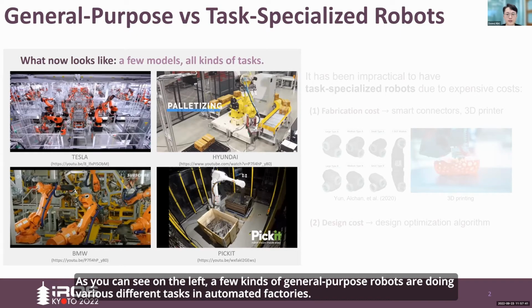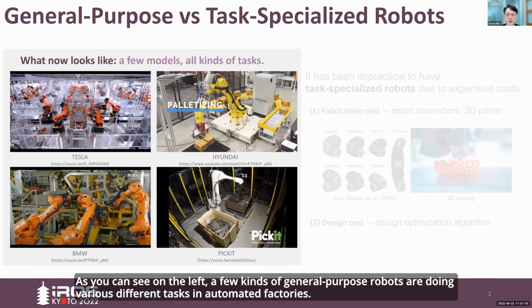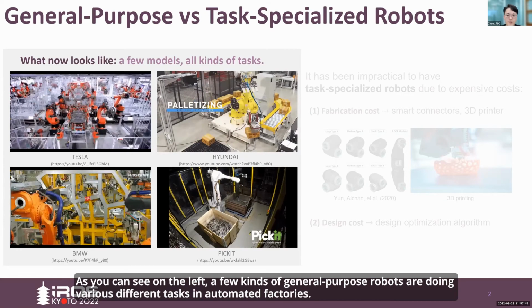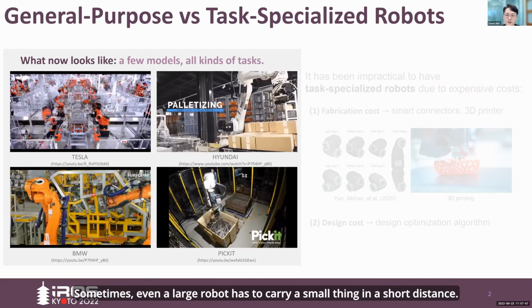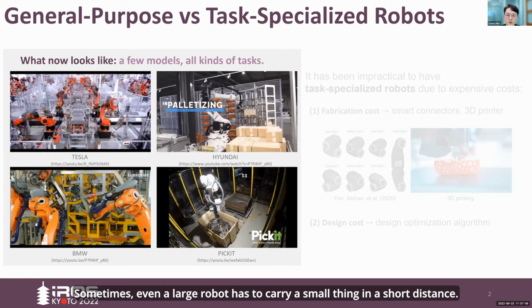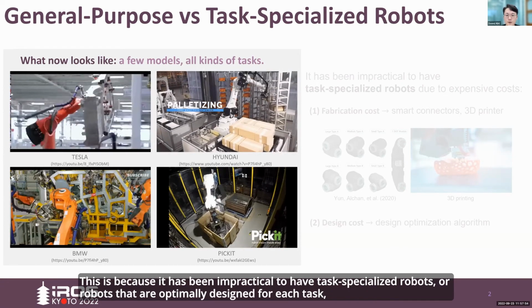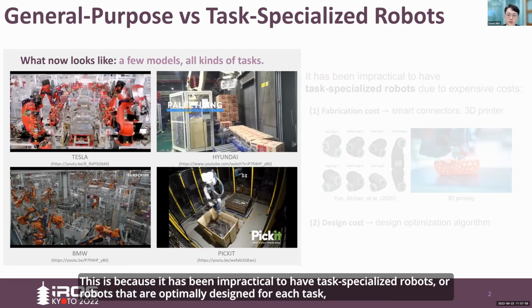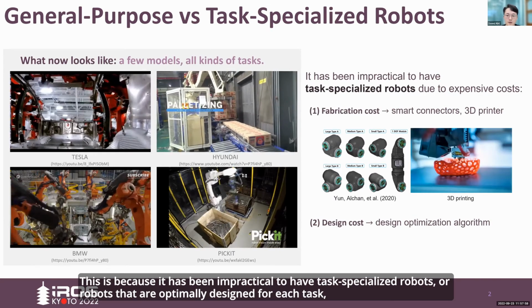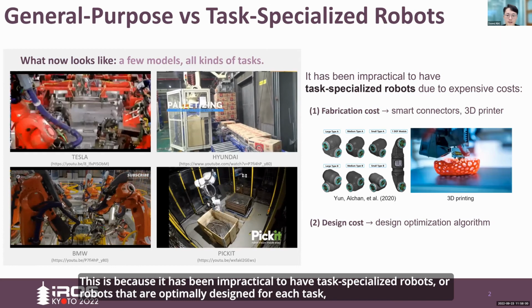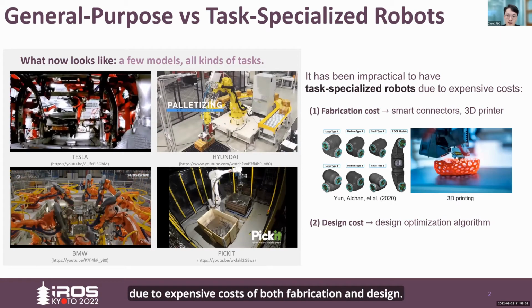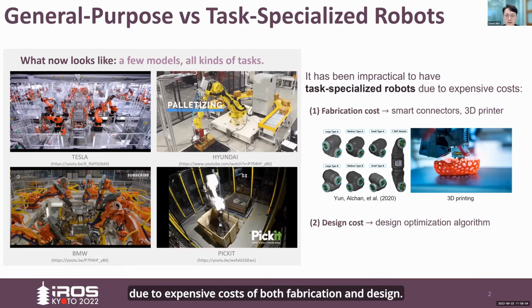As you can see on the left, a few kinds of general-purpose robots are doing various different tasks in automated factories. Sometimes, even a large robot has to carry a small thing in a short distance. This is because it has been impractical to have task-specialized robots or robots that are optimally designed for each task due to expensive cost of both fabrication and design.